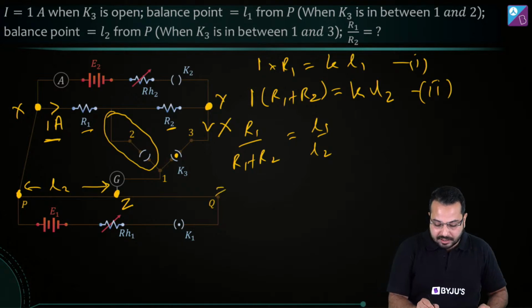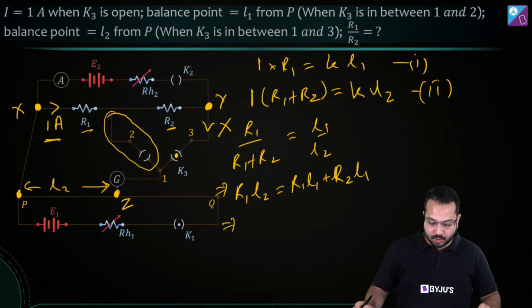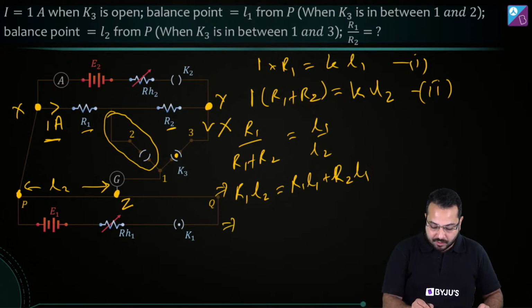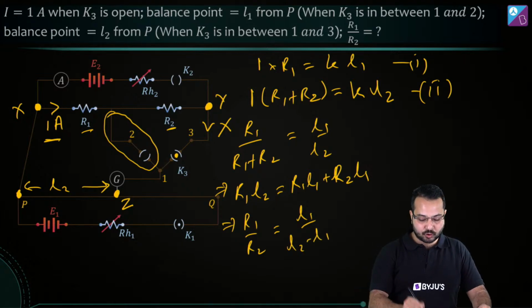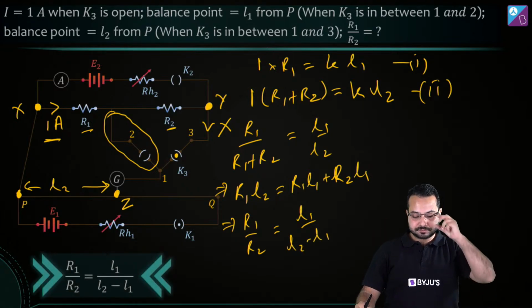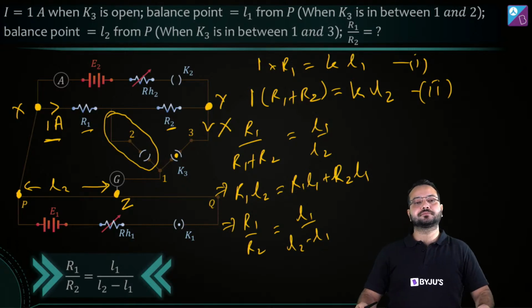Now you can evaluate this very quickly. So R1 L2 is going to be R1 L1 plus R2 L1. So what do we need? We need R1 upon R2. So that is going to be L1 divided by L2 minus L1. Okay, and that is going to be my answer. Is that clear?